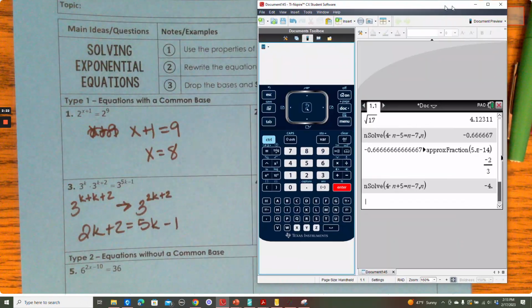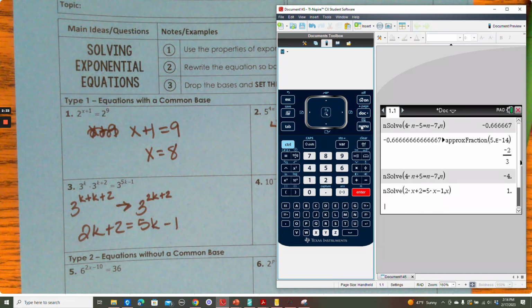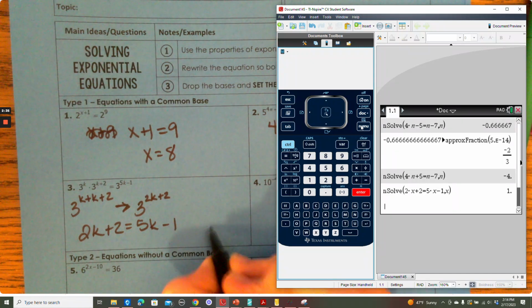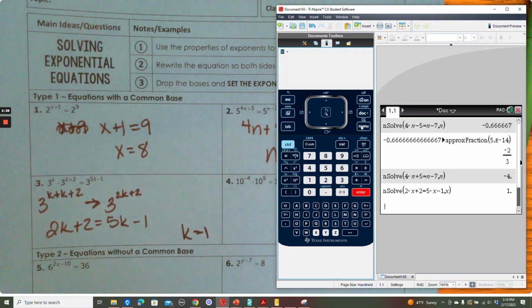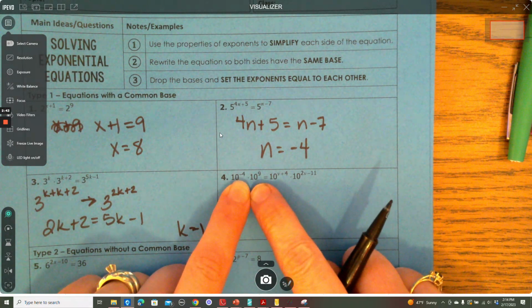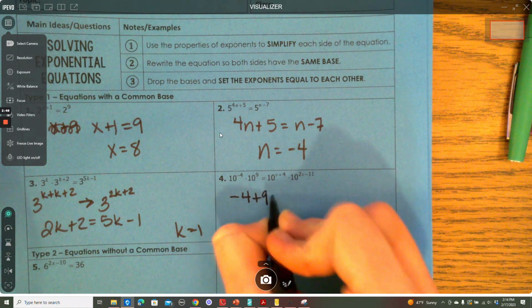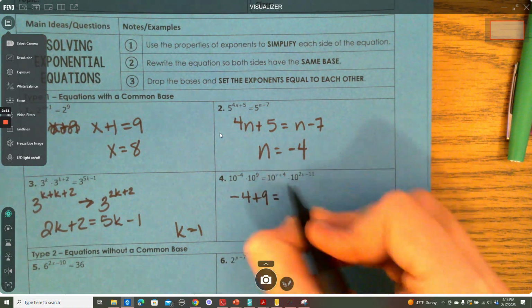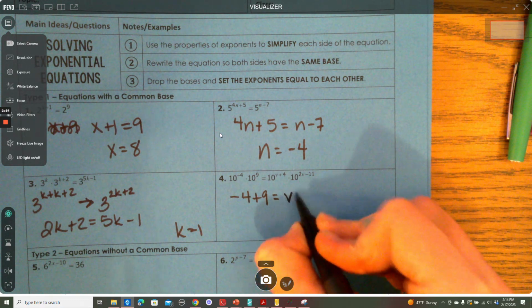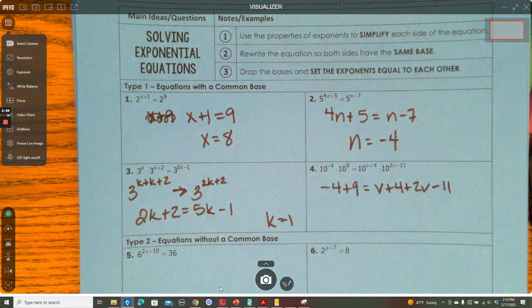Again, you can do menu 3-1 to solve. 2k plus 2 equals, sorry, I'm using an x, 5x minus 1, comma x. You can use a k. So k equals 1. And then on number 4, same thing. This is like adding these exponents here. So this would be negative 4 plus 9 equals v plus 4 plus 2v minus 11. And then you can just solve from there.